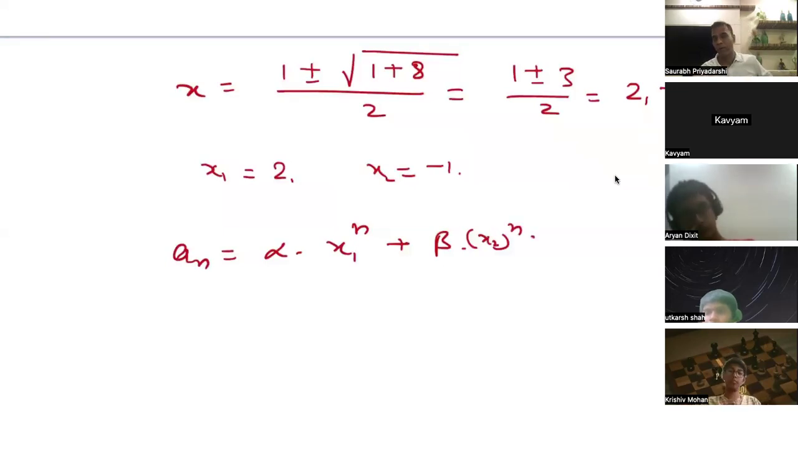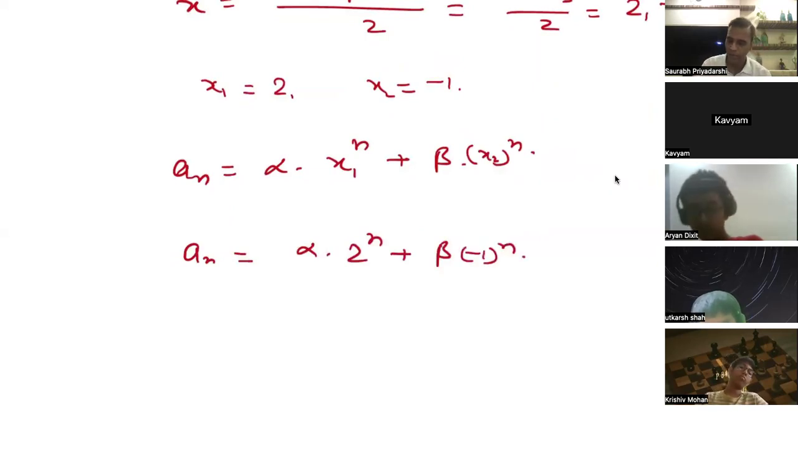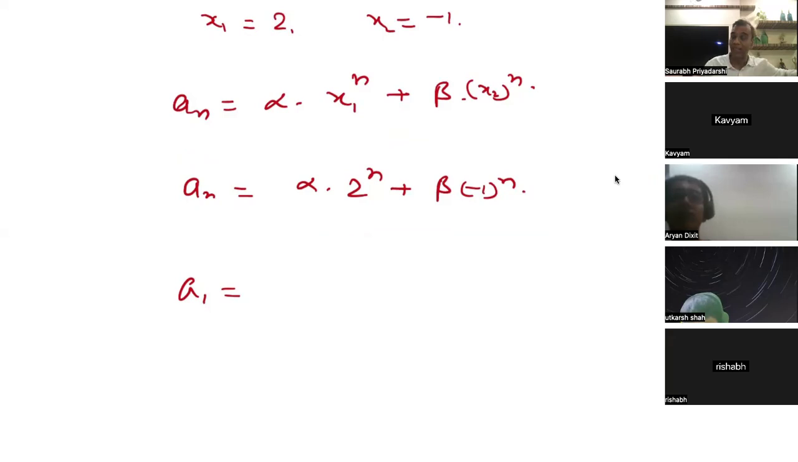We have to find the values of alpha and beta by putting the initial few values. So an is equal to alpha into 2 to the power n plus beta into minus 1 to the power n. What is the value of A1? What is the practical meaning of A1? Sir, 1 point he has to score. Exactly, he has to get 1 point, so A1 is 1 only. What is the value of A2?